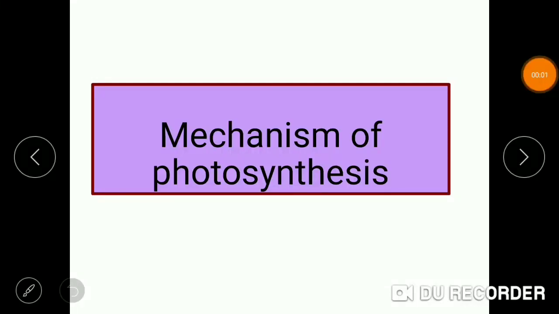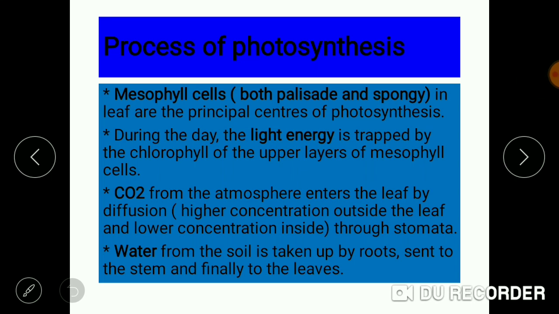Hello students, today we are going to study the mechanism of photosynthesis. Firstly, let us talk about the process of photosynthesis. Mesophyll cells, which consist of palisade cells and spongy cells, are the main centers of photosynthesis.